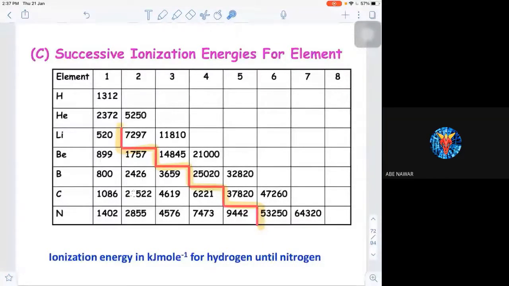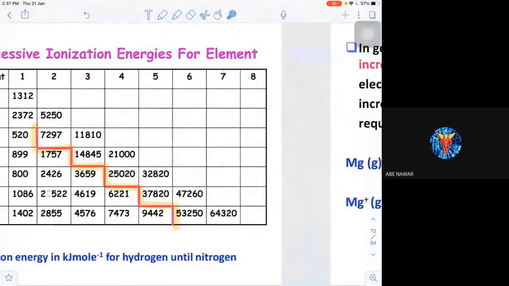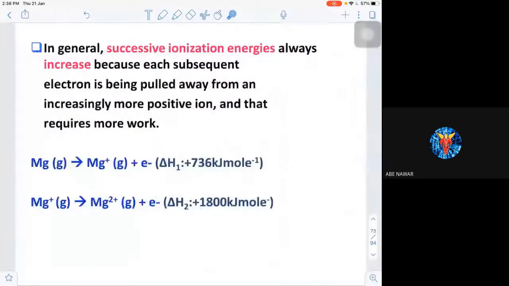So from this successive ionization energy, we can determine how many valence electrons we have in that specific element. In general, the successive ionization energy always increases. This is what I said just now, because each subsequent electron is being pulled away from an increasingly more positive ion, so it requires more energy.